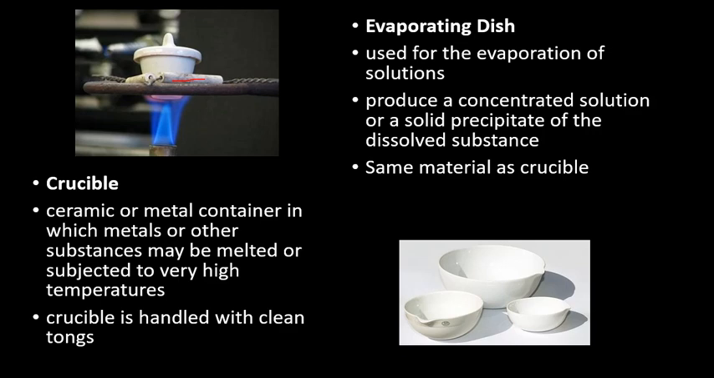An evaporating dish is used for evaporating solutions, as it is in the name. You would produce a concentrated solution with the evaporating dish, or a solid precipitate of the dissolved substance, and it is made out of the same material as the crucible. So it would be either a ceramic or metal container.